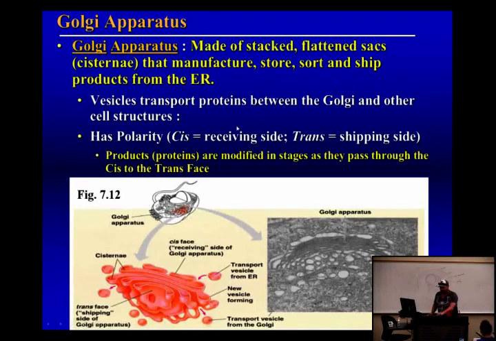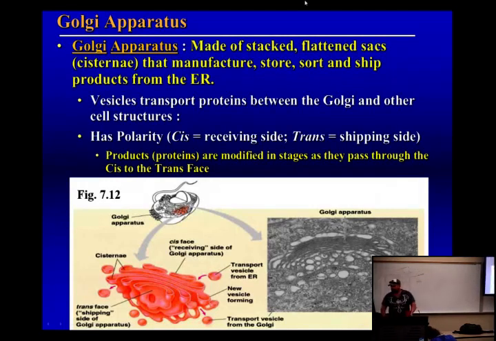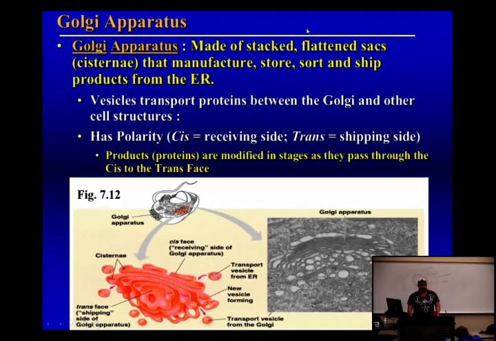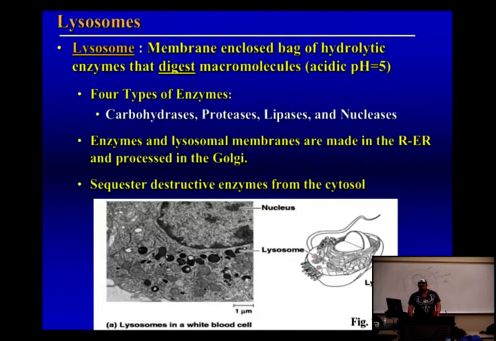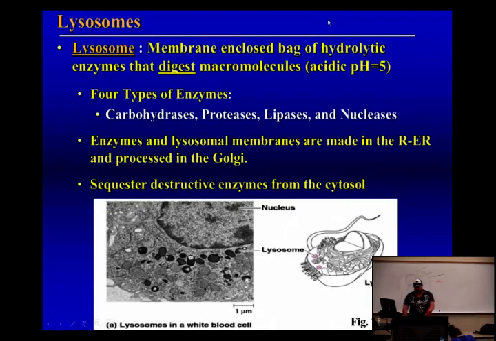And the Golgi has sides, right? So the side that's closest to the ER, we call cis because that means same, right? And then the one across, trans. Any questions about that? All right. So that covers for the most part the endomembrane system.